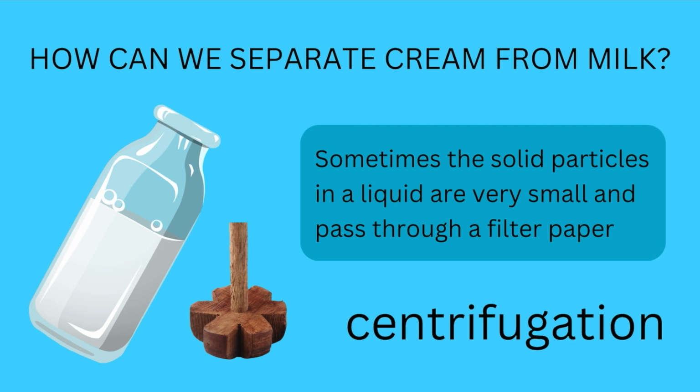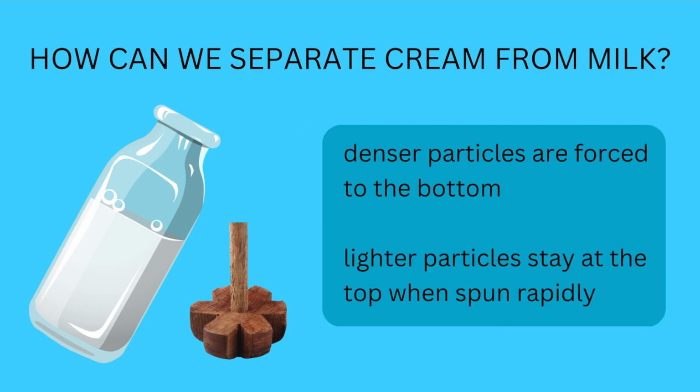Okay, so what is it? Sometimes the solid particles in a liquid are too small to pass through a filter paper. So in case of milk, we have fat content in milk, we have fat in water. Fat is actually solid, but it's too small, so it doesn't get caught by the filter paper and passes through. You use a filter on milk, nothing happens. So when that happens, you have to use centrifugation.